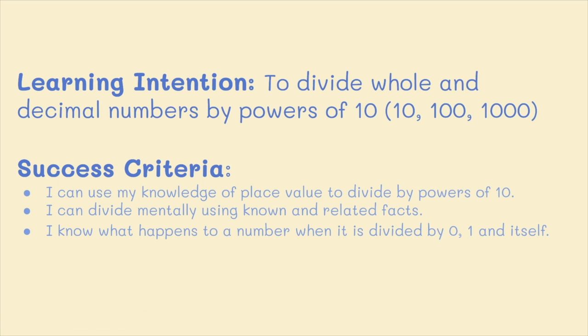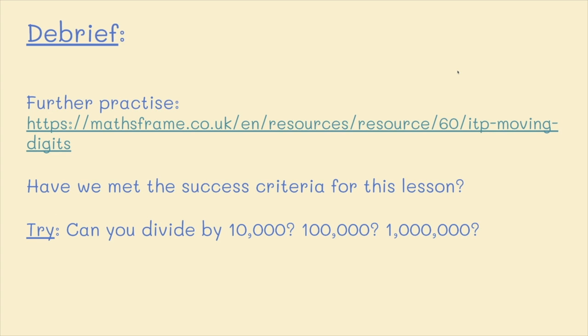Our success criteria for today has been: I can use my knowledge of place value to divide by powers of 10. I can divide mentally using known and related facts. And I know what happens to a number when it is divided by 0, 1, and itself. If you'd like further practice, there is a resource on the board there. I'll link it on the assignment. Have a think. Can you divide by tens of thousands now? What about 100,000 or a million? What would happen? Big hint, it's the same thing, just more place value columns to the right.